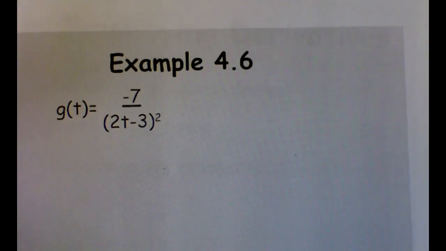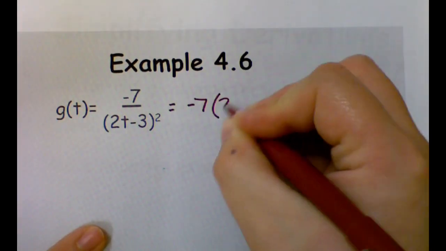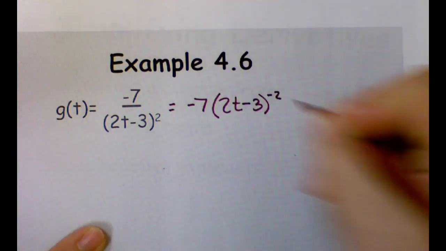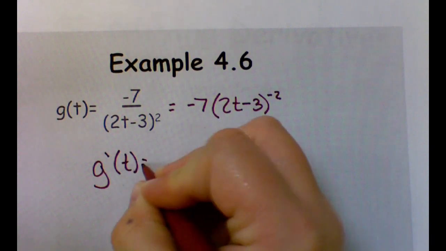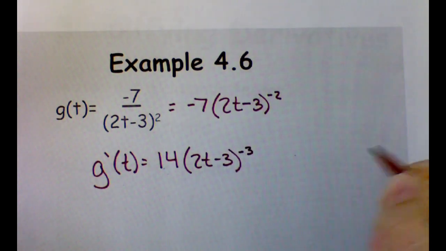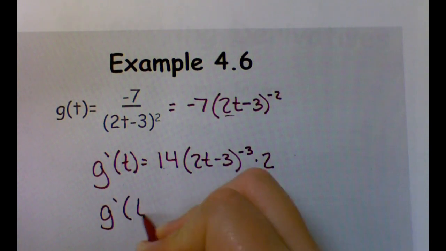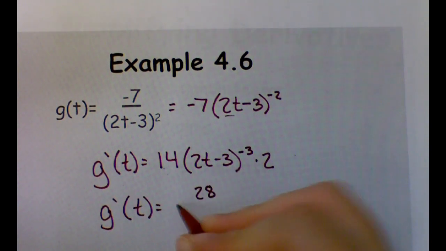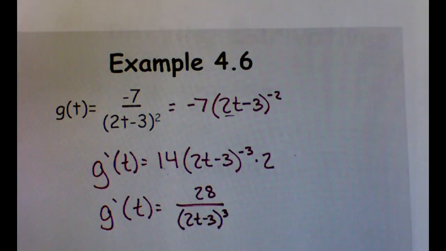So now we have negative 7 over 2t minus 3 squared. To do this one, we want to rewrite something in the denominator as a power. So I want to rewrite this as negative 7 times 2t minus 3 to the negative second power. It just makes my life easier if I can do it that way. So g prime of t equals, bring down my power, making it positive 14 times 2t minus 3 to the negative third power times the derivative of the inside, which is just 2. So I would rewrite this as g prime of t equals 14 times 2 makes 28, and drop my negative power to the denominator, 2t minus 3 to the positive third power, and there's my derivative.